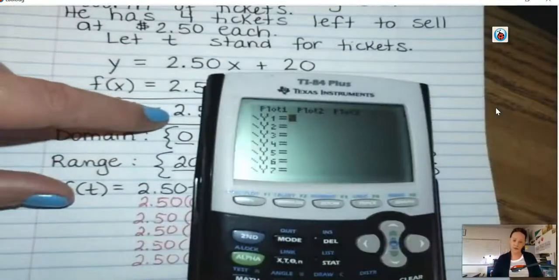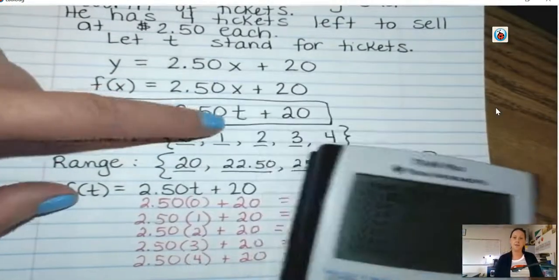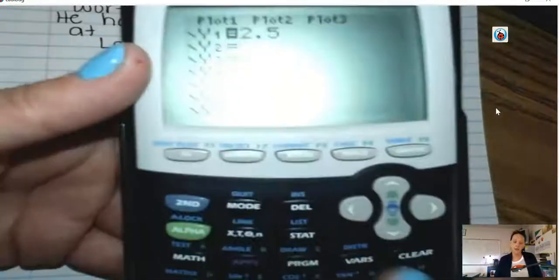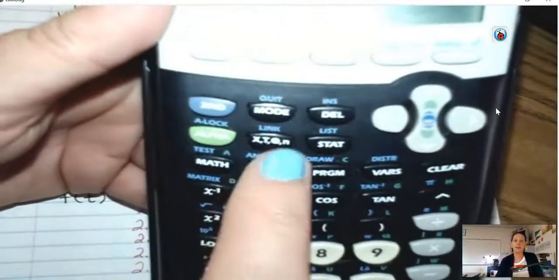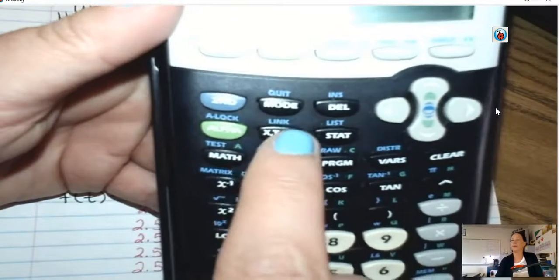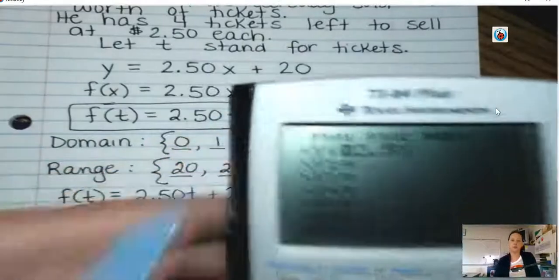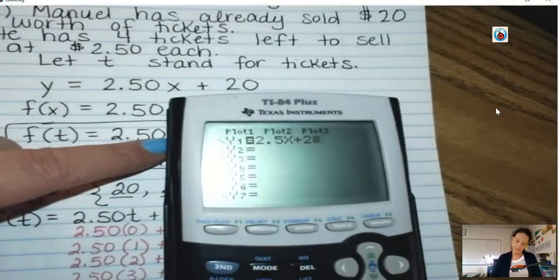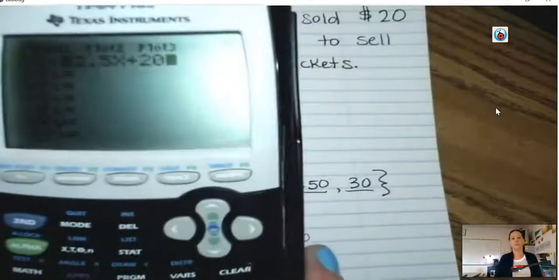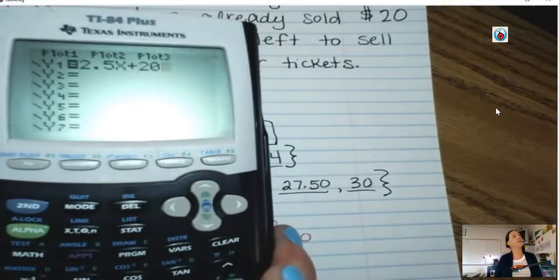So $2.50 X or T. So the button that we're going to use is the X button, and it's right next to the green button. It's right here. Hit that button, it'll give you an X. So 250X plus 20.